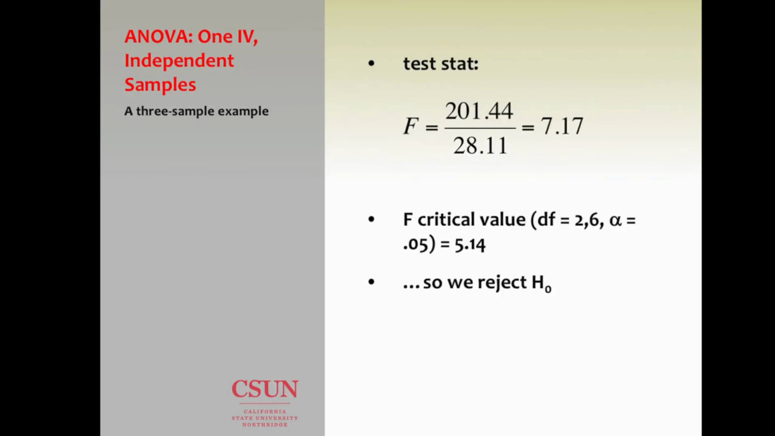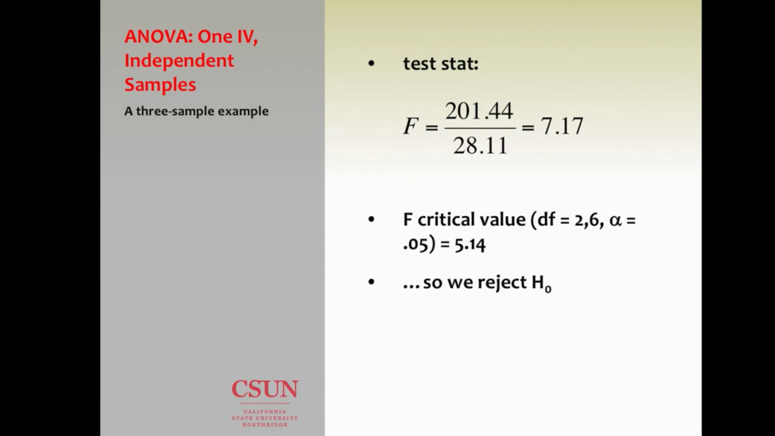Okay, so what does that mean? Well, we're going to go to the critical value table for F to compare our test statistic to our critical value. We already know that our p-value is less than 0.05 because we found that through SPSS. So we know we're going to reject our null hypothesis if we did the math right here. And we just need to find that 5.14 in the table.